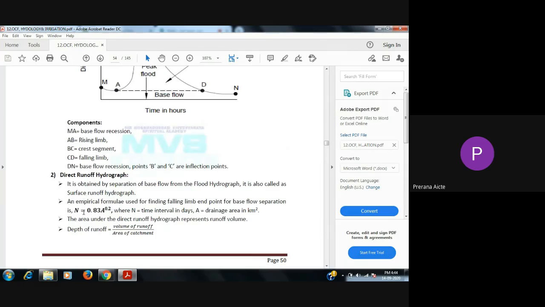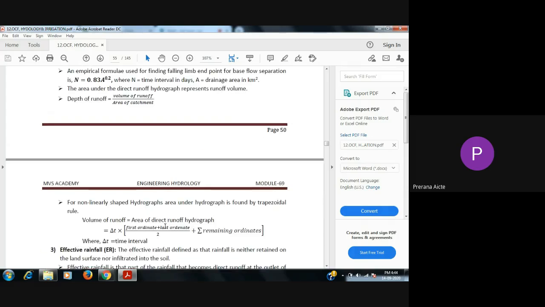So how do we get the depth of runoff? If you know the total volume and the area, the volume divided by area gives the depth of runoff. So depth of runoff equals volume of runoff divided by area of catchment. Volume of runoff means area into rainfall depth. If you divide volume by area, you get the depth of runoff in meters. Multiply by 100, it will be in centimeters.